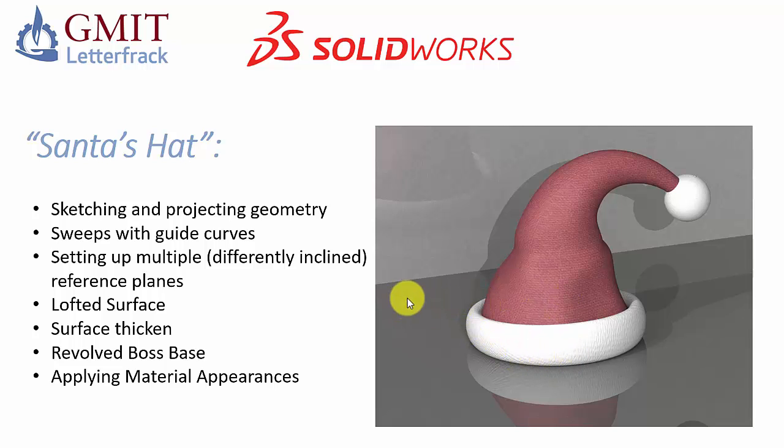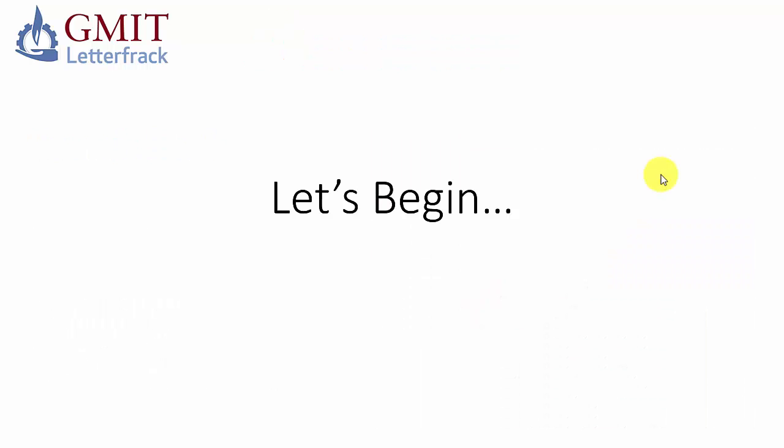We're going to have to set up a lot of planes and a lot of complex sketches to generate the main red portion of the hat. And we'll use a lofted surface and a surface thickened to actually generate that as a solid. And just before we apply the material appearances, we'll then do a revolve feature to get this bobble at the end of the hat. So let's begin.